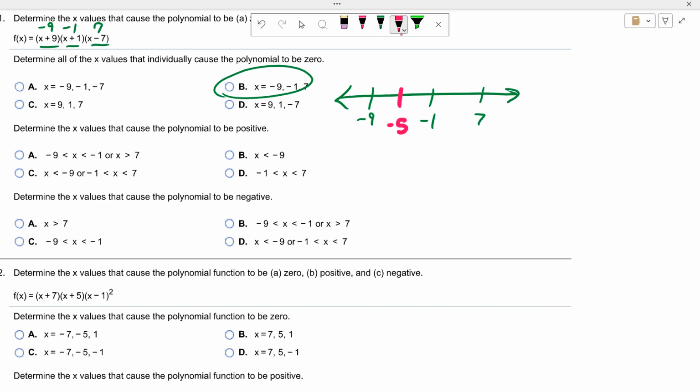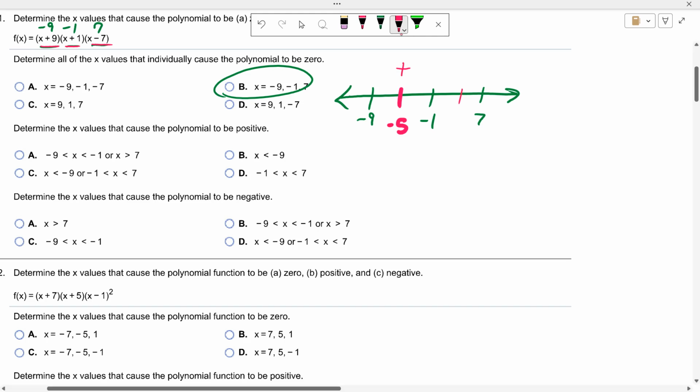A -5 will make this positive, this negative, and this negative. What's a positive times a negative times a negative? Positive times a negative times a negative. Positive, because there's an even number of negative signs. So we'll be positive at that part of the graph.